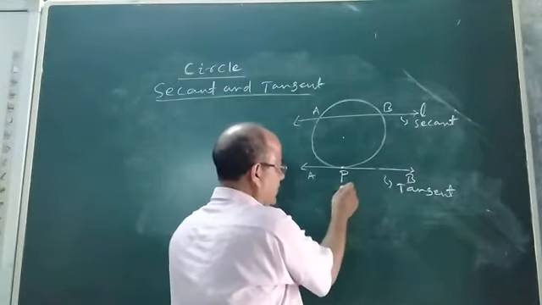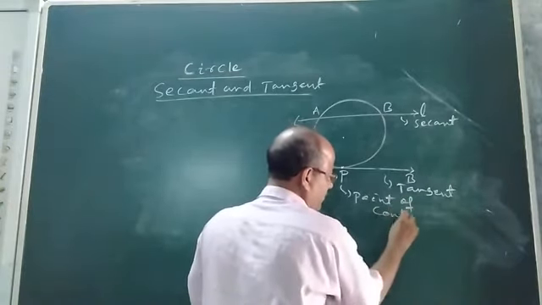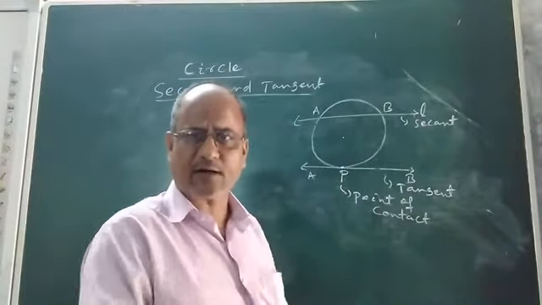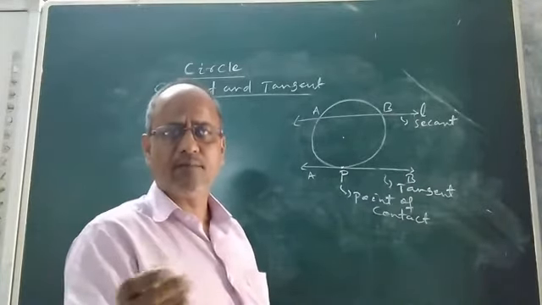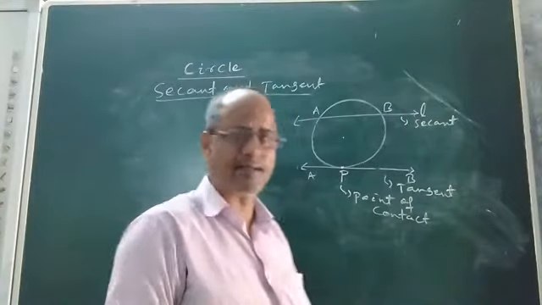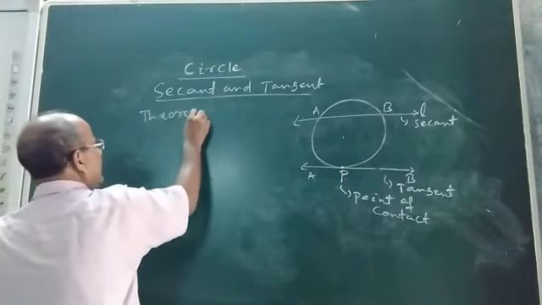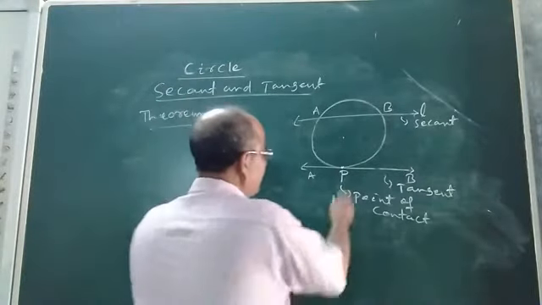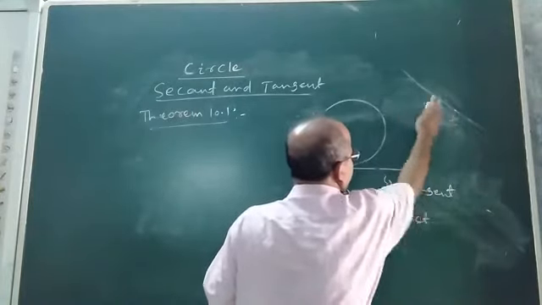So what do we call this point? This point is called point of contact. That means the tangent line touches the circle at the point of contact, or it passes through the point of contact. Now let us discuss one important geometrical truth which deals with properties of tangent. So what is the first property of tangent? The first property of tangent is given in terms of theorem 10.1. So what is theorem 10.1? Theorem 10.1 says that, now let us draw this tangent. Let us draw this second line.